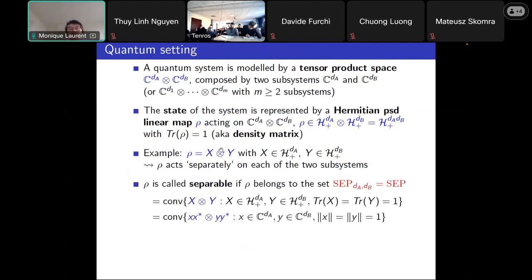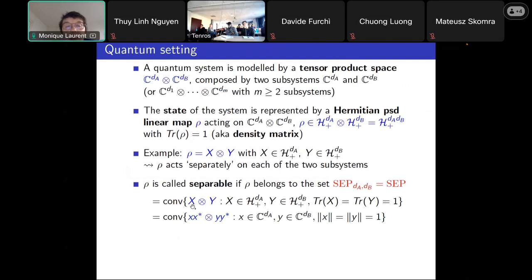And such rho, you call them separable. So this is now a very crucial definition. Rho is called separable if rho can be written as a convex combination of such tensor products of matrices. So if rho can be written as a convex combination of X tensor Y, where X is PSD acting on the first space, Y is PSD acting on the second space. And then there is always this normalization, but it's not the crucial part.